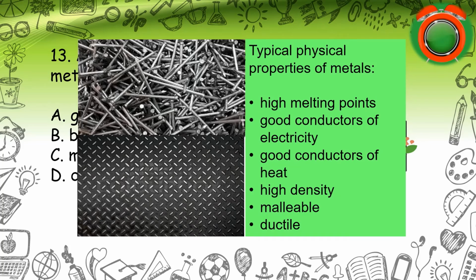Brittleness. So these are the typical properties of metals. They have high melting points, they are good conductors of electricity, good conductors of heat, they have high density, they are malleable, and they are ductile.